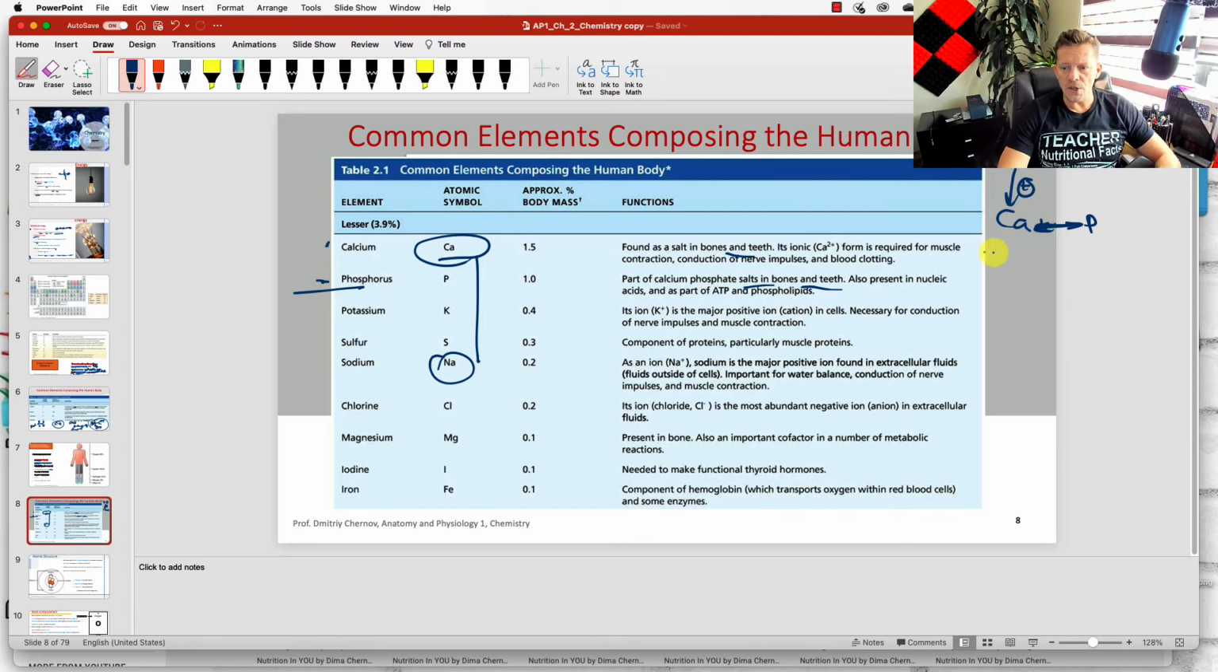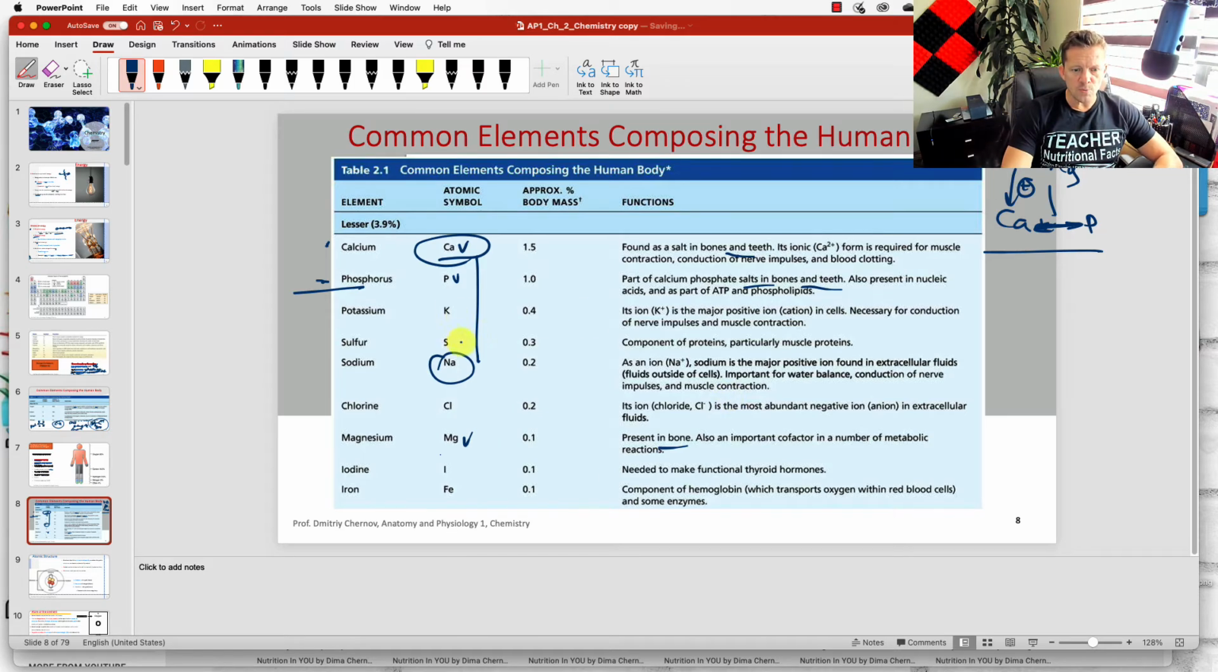Usually that's what happens in our body. Our body tries to get to the equilibrium point. There's also magnesium that kind of stabilizes this, present in bone. So these are bone health.